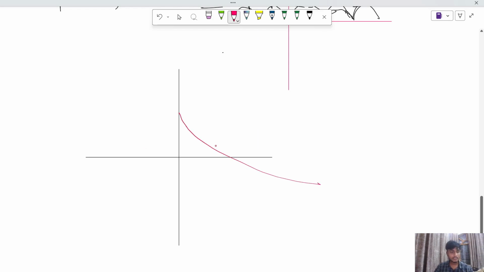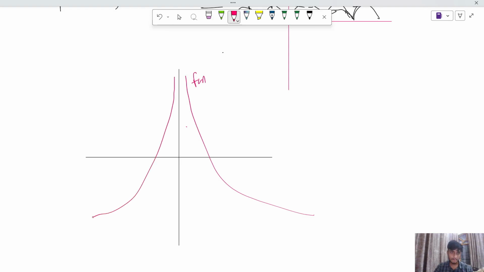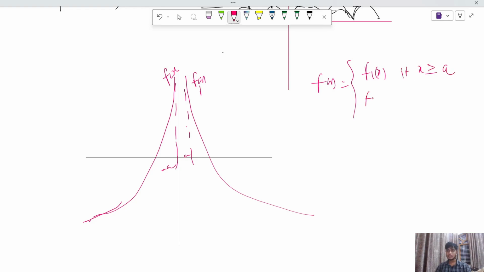Let's say you have a function like this. Let's call this function f of x. Let's say you have f1 of x, no, f2 of x. So let's say f of x equals, let's say this value is a, this value is minus a. So f of x equals f1 of x if x is greater than or equal to a, and f2 of x if x is less than or equal to minus a. This is a piecewise defined function. How will it look?